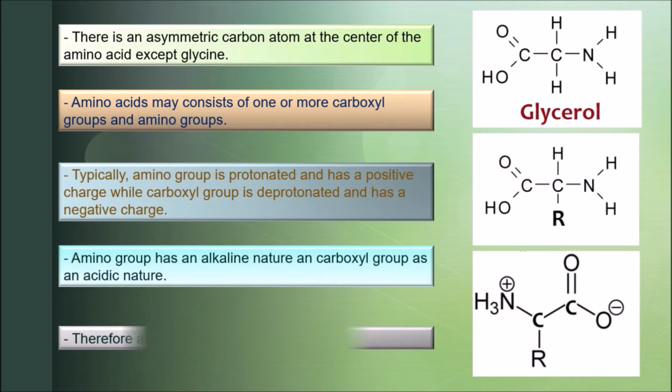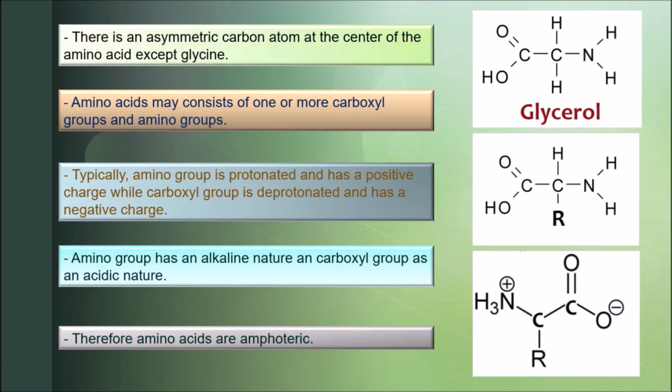But typically, the amino group is protonated and has a positive charge, while the carboxyl group is deprotonated and has a negative charge. Therefore, the amino group has an alkaline nature and the carboxyl group has an acidic nature. When both characteristics are found in one molecule, they are known as amphoteric molecules. Therefore, amino acids are amphoteric.